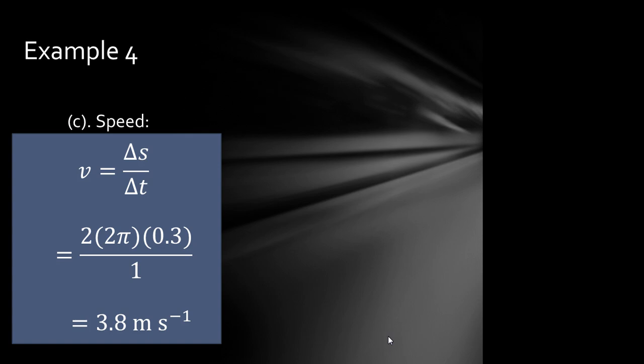Okay, that's how many revolutions the object did in 1 second. Because the information given was, it did 2 revolutions in 1 second. So if I want the time to be 1 second, the distance will have to be 2 circumferences. Right? So 2 times 2 pi r gives me 3.8 meters per second. So that's the speed of the object, or the tangential velocity of the object, if you will.